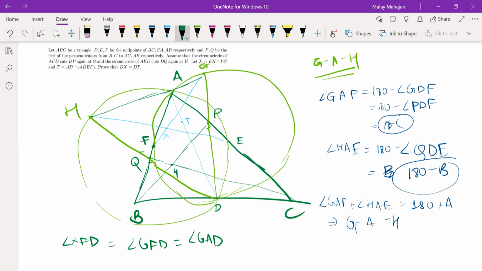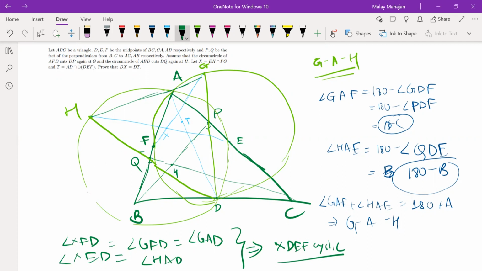Are we supposed to know what that is? So we get XFDE cyclic, right? Because XFD is GAD and XAD is HAD. So these two angles add up to 180 degrees. So XFD plus XCD is 180, and this implies XDEF is cyclic. I think T should also land on the circle.